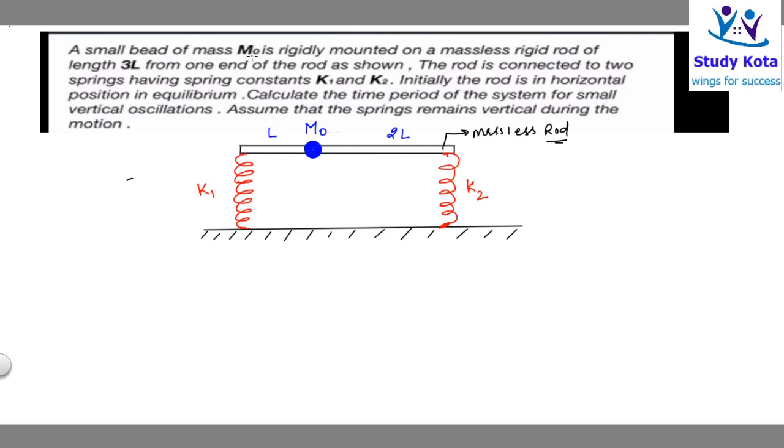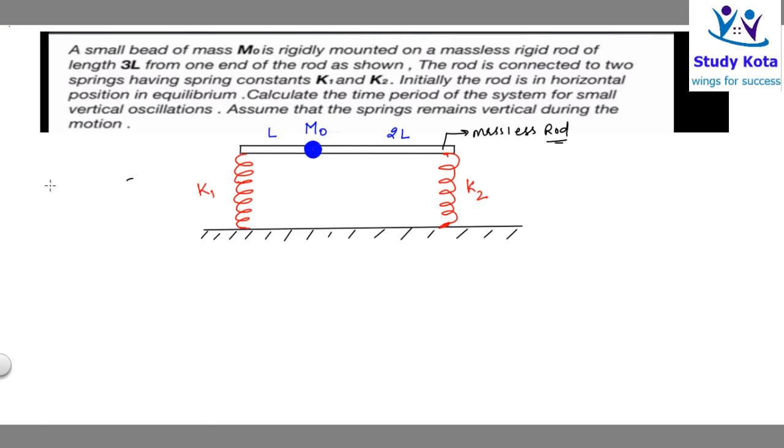A small bead of mass m0 is rigidly mounted on a massless rigid rod of length 3L at one end of the rod, as shown. The rod is connected to two springs having spring constants K1 and K2. Initially, the rod is in a horizontal position in equilibrium. Calculate the time period of the system for a small vertical oscillation. Assume that the spring remains vertical during the motion.